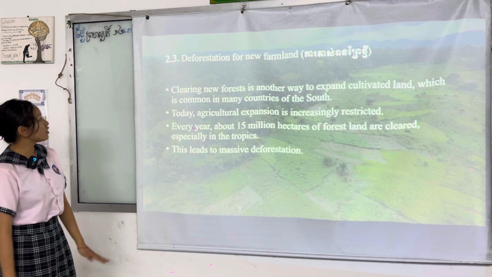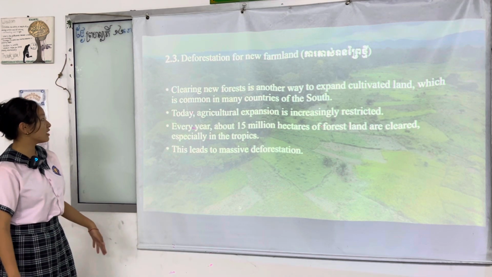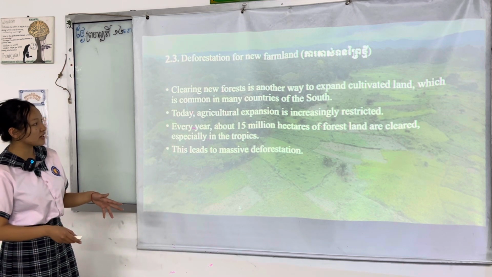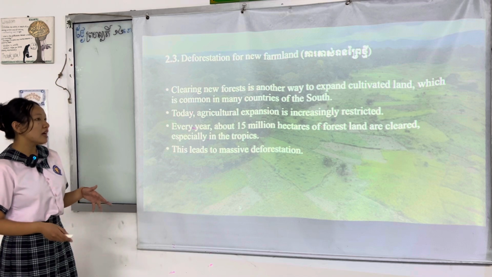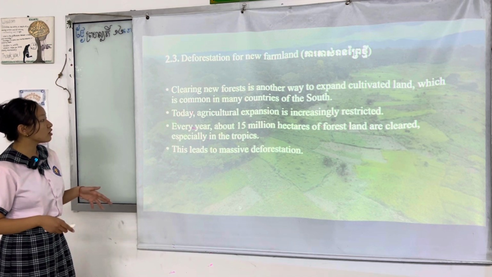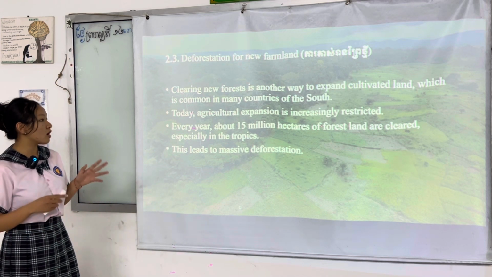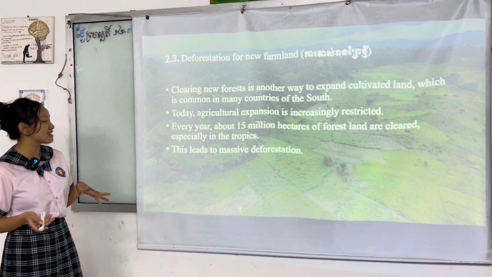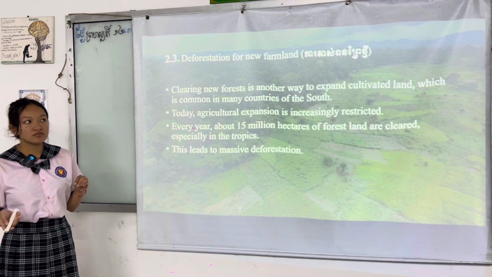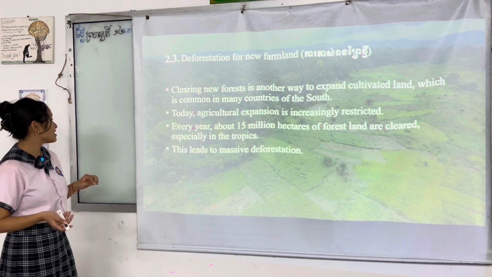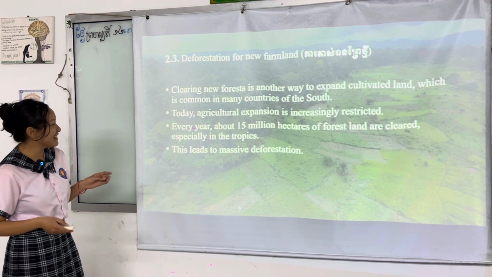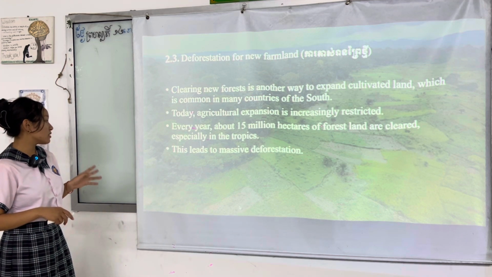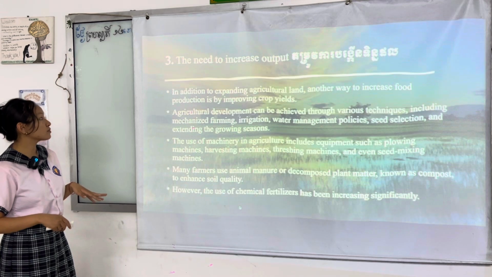2.3, deforestation for new farmlands. Deforestation is another way to expand cultivated land, which is common in many different countries like Brazil. Today, agricultural expansion is increasingly restricted because they have been deforesting too many trees, and the world is in dire need of a lot more trees. Every year, about 15 million hectares of forest land are cleared, especially in the tropics. This leads to massive deforestation.